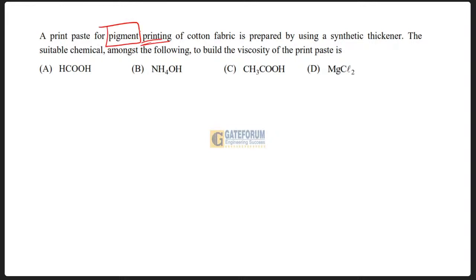What is pigment printing? In pigment printing, pigments basically don't have the affinity for the fiber. They are used along with some other compounds, that is a binder. So pigments are used along with the binders because they don't have any affinity of their own. So these are prepared using the synthetic thickener. So the suitable chemical among the following to build the viscosity of the print paste is... So pigment printing is done using a synthetic thickener.